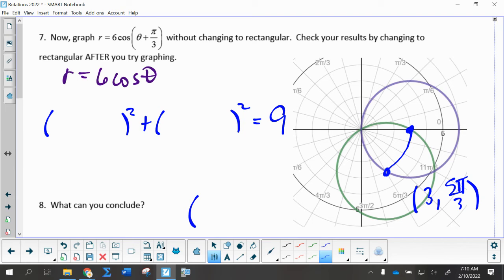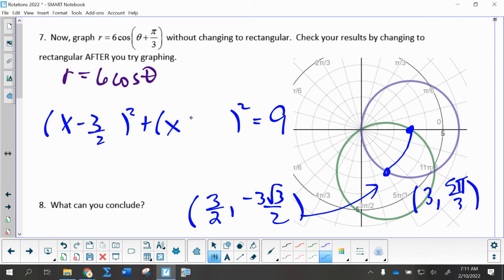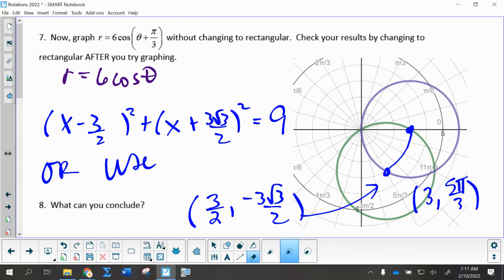Cosine of 5 pi over 3 is a half. So we have 3 halves. And sine of 5 pi over 3 is negative root 3 over 2. So I'd have negative 3 root 3 over 2 as your center point. So x minus 3 over 2, y plus 3 root 3 over 2. Or you use the cosine addition formula.